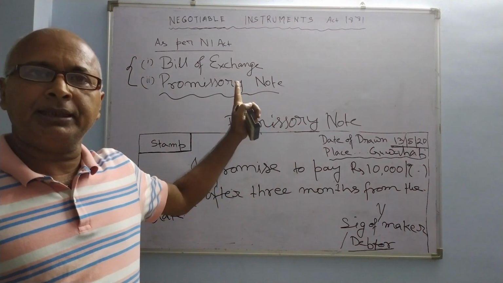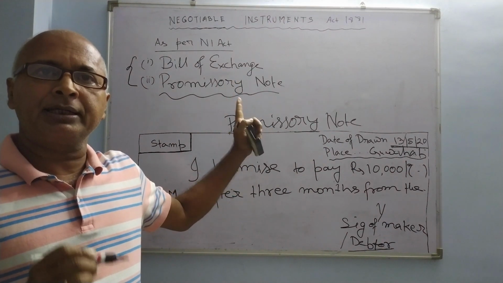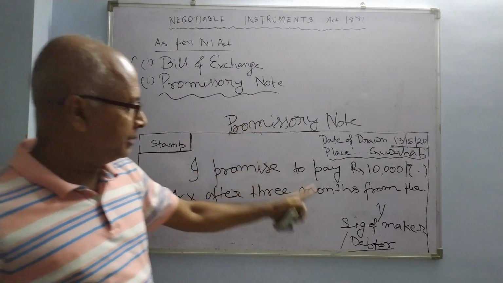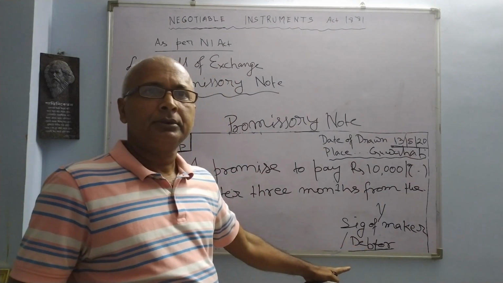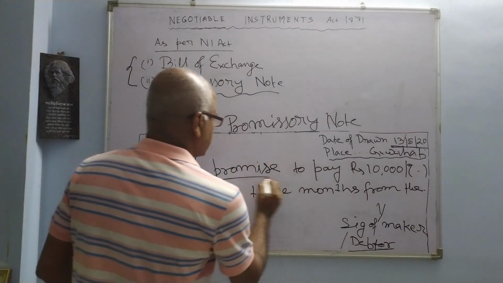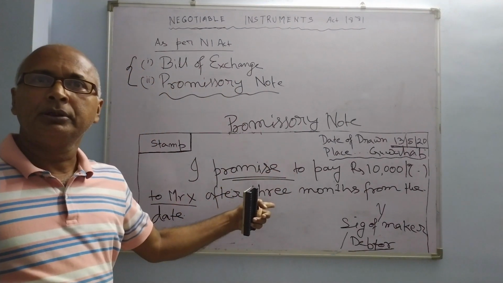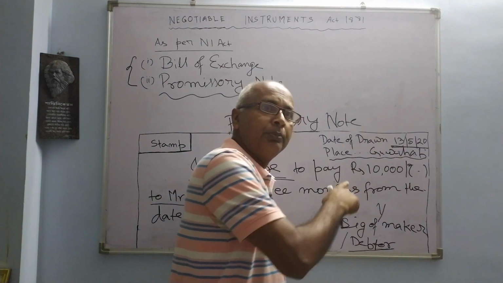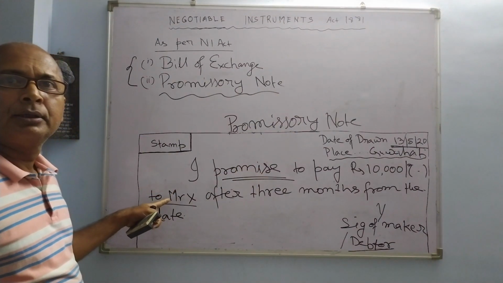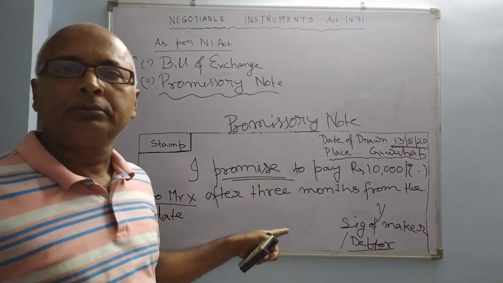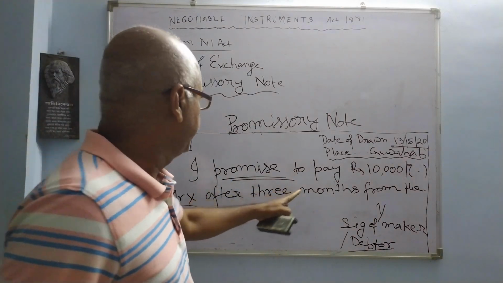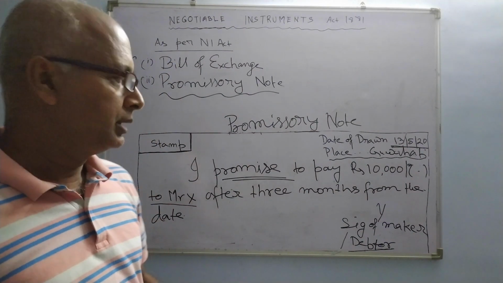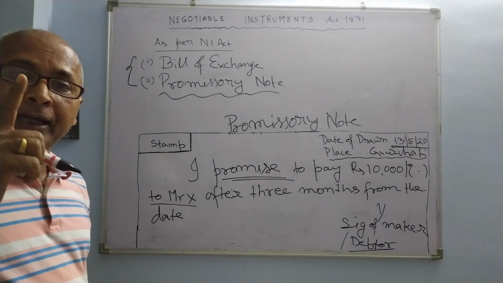But a bill of exchange is written by the creditor, whereas a promissory note is written by the debtor. It is a promise. I promise. That is why it is called a promissory note. So the promise is made by whom? The promise is made by the debtor. To whom? To the creditor. What is the promise? That after 3 months he will pay the entire amount. So that is the promise. This promise is also an unconditional promise.